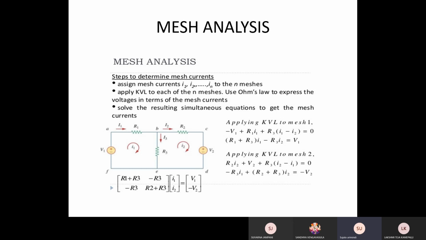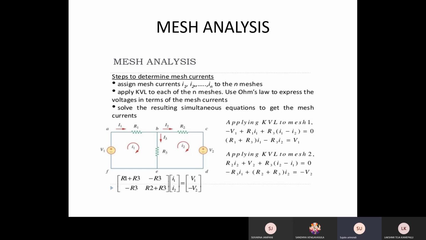Why am I telling I1 minus I2 and I2 minus I1? Because when the currents are in opposite directions, then I tell I1 minus I2. If at R3 the two currents are in the same direction, when both are in the upward direction, then we have to put I1 plus I2. When the two are in the downward direction, then also we put I1 plus I2. When there is the same direction, we have to put a positive sign. When there is opposite direction, we put a negative sign.